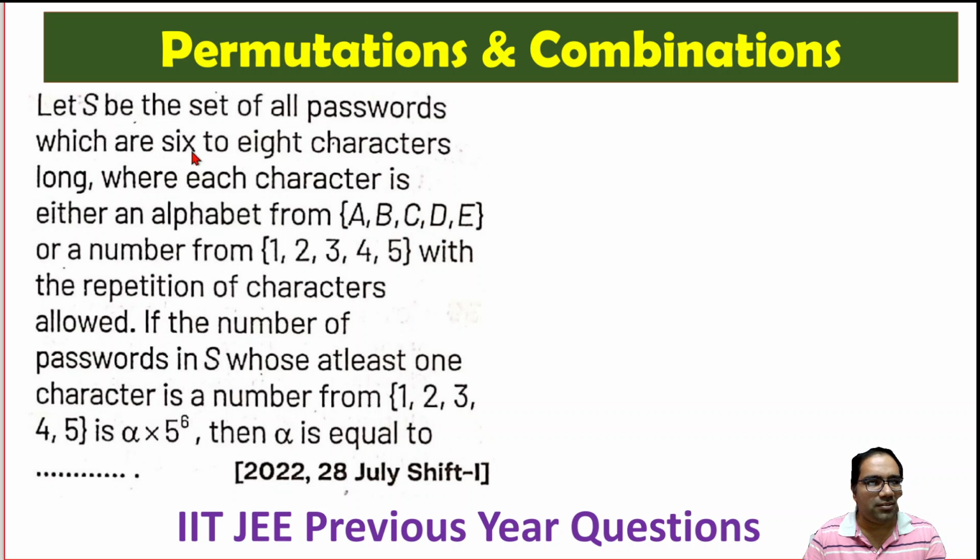That means, for six characters, you can take all letters, all numbers, or a combination of letters and numbers, and you can repeat letters and numbers. Now, the number of passwords in S whose at least one character is a number is alpha into 5 power 6. One character is a number, right? Then how many such passwords are there? How many passwords of 6 to 8 characters have at least one character that is a number?